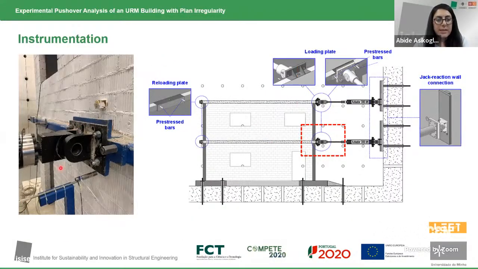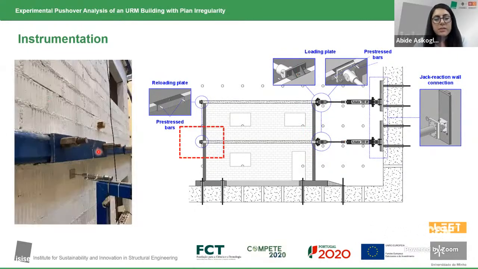So here is the detail of the loading plate. The jack is connected to the loading beam. And on the other side of the same alignment, there is the so-called reloading plate. And this is also connected to the loading plate by means of post-tensioned rebars.